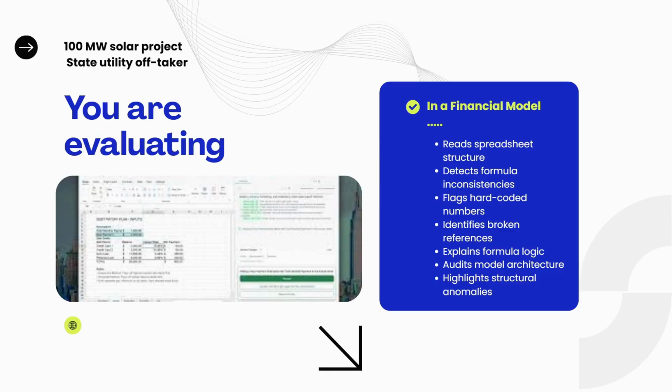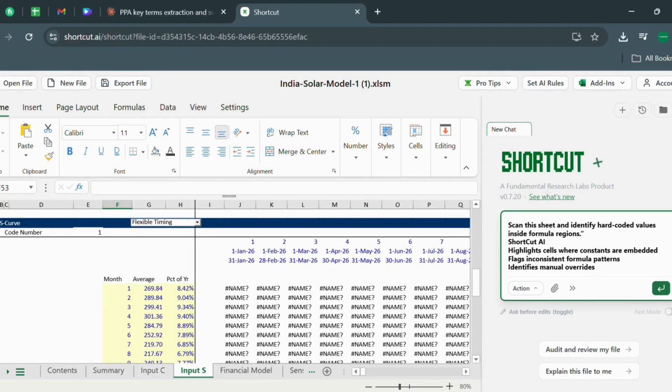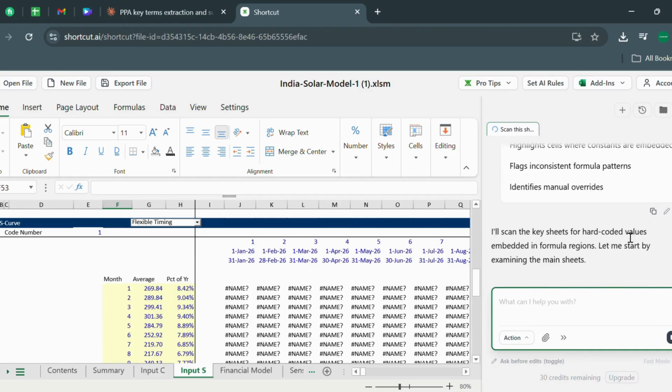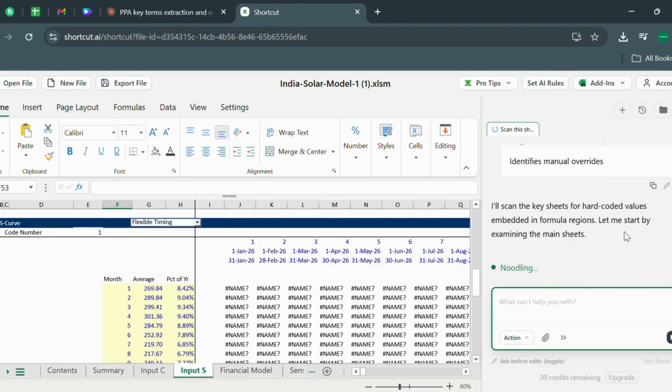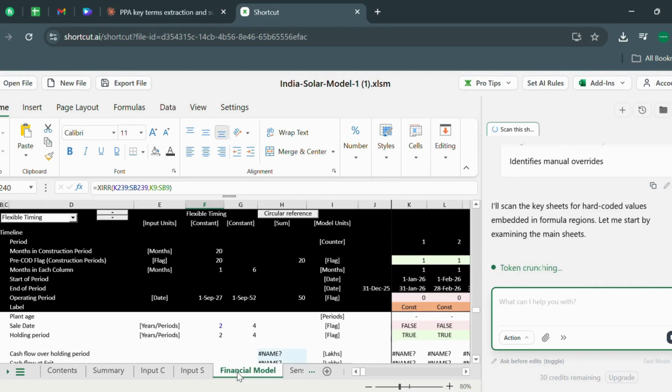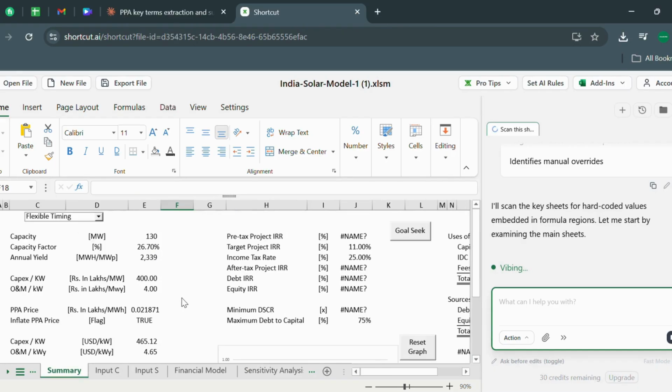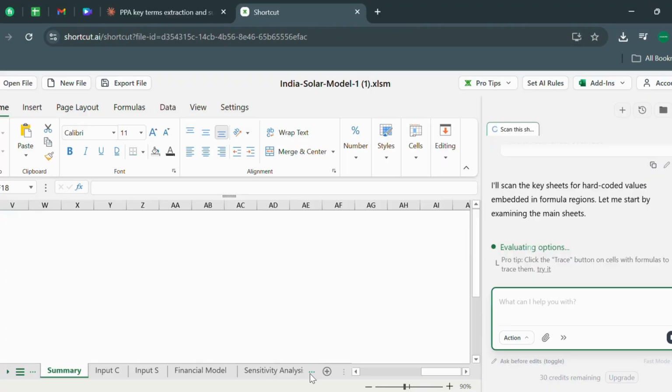Now in task 1, we used AI for technical benchmarking. Task 2, we used AI for PPA bankability screening. But in project finance, one silent risk destroys deals. That is model errors. A single broken link, incorrect reference, formula error, or any circularity or reference mistake can change DSCR or IRR completely.